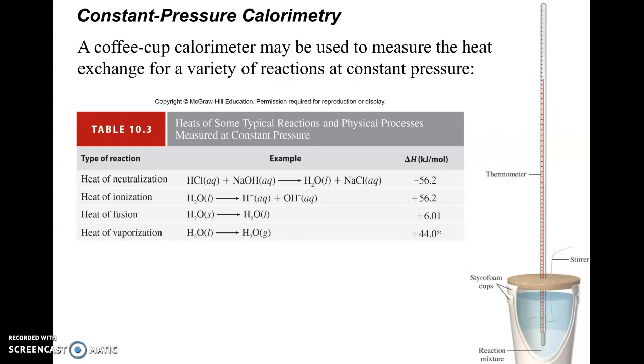This first reaction listed for some of these typical heats measured at constant pressure, the neutralization of HCl and NaOH, would be pretty simple to do in a coffee cup calorimeter. The other ones would be a bit more difficult, but it's examples of ones that have been measured over time.